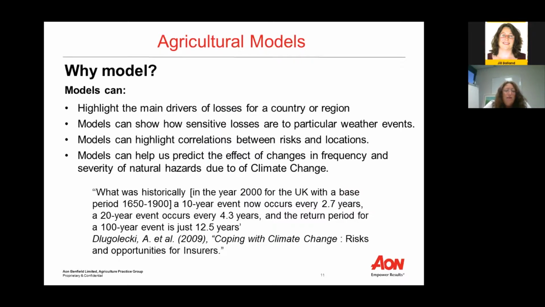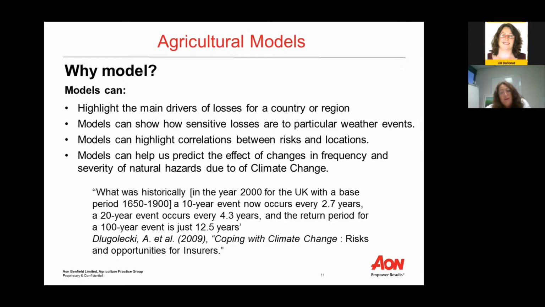Modelling can also highlight correlations between risks and locations, and in my mind, correlation plays a huge part, especially in the extreme loss events. And also, models can help us predict the effects of changes in frequency and the severity of natural hazards. I think the majority of the world now believes that our climate will be changing in the future, and it's very likely that extreme weather events will become more frequent.